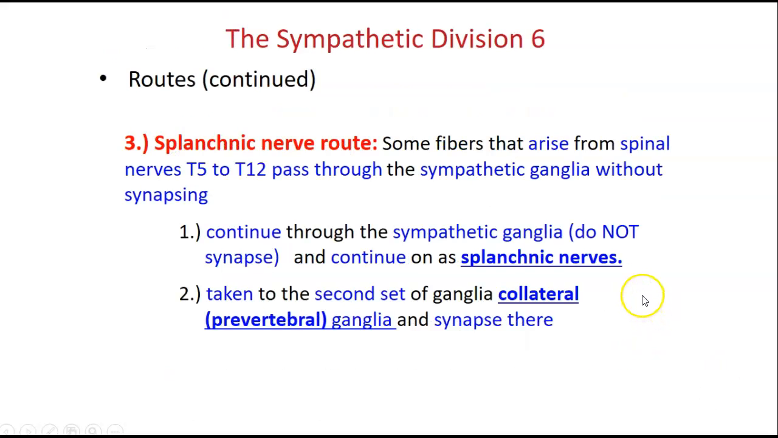The third route is the splanchnic nerve route. Some fibers can arise from spinal nerves from thoracic number 5 to thoracic number 12 vertebrae and pass through the sympathetic ganglia without synapsing. Under this route, the nerve fibers can continue through the sympathetic ganglia. They don't have to form a synapse, and they can continue only as splanchnic nerves. Secondly, they can be taken to the second set of ganglia, the collateral ganglia, and synapse there.